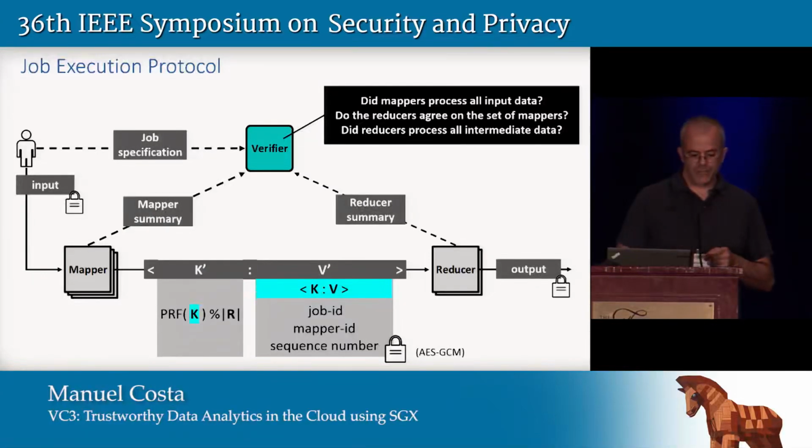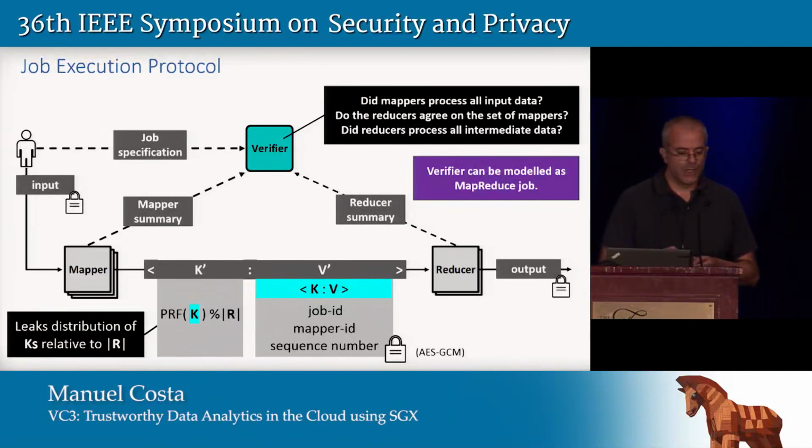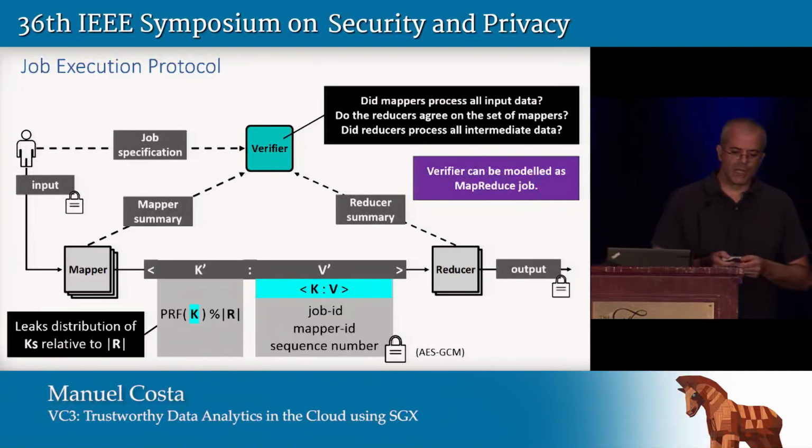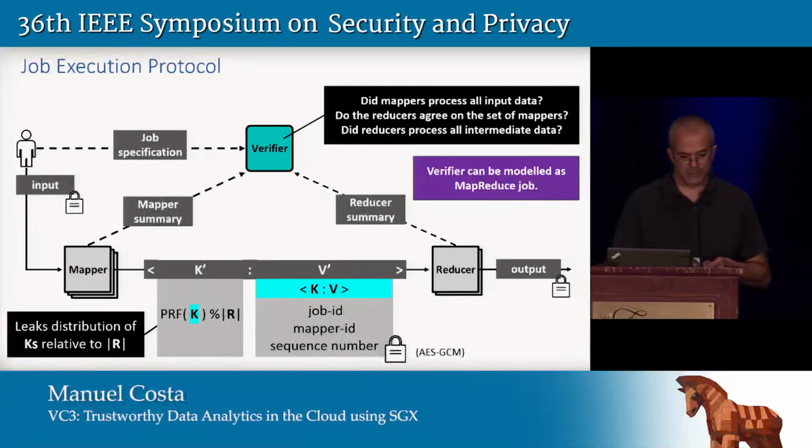And if the verifier can answer positively to all of these questions, it can certify the output of the computation. And in the paper, we also show that the verifier can be modeled as a normal MapReduce job and can be run on the normal MapReduce framework. I'll note here that our encoding of the intermediate key leaks some information about the distribution of keys. We don't address this in this paper, but in follow-on work, we have addressed this problem.